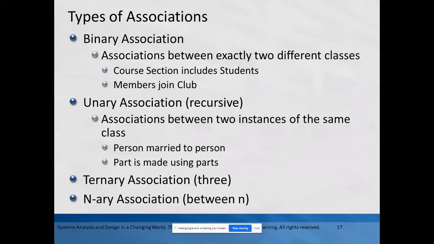Unary, this is where the relationship is to itself. For example, if I have a class or an entity that is all people, and then I have a relationship for marriage, well, there's not going to be a separate grouping for people. So, in other words, a person is married to a person, so the relationship would loop back to itself.